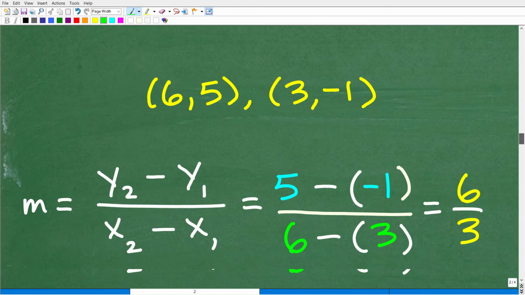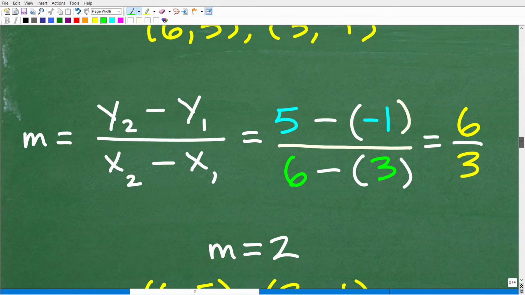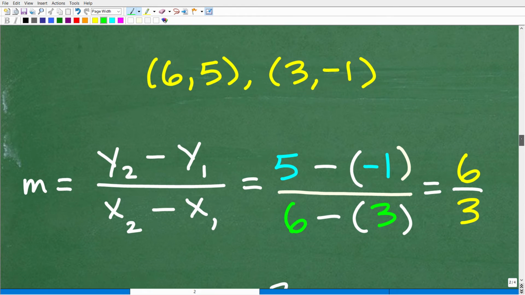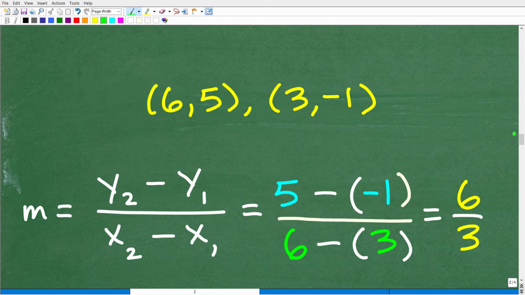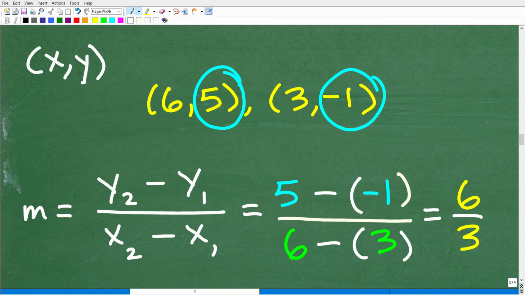Okay, so the correct slope here is going to be 2. Now here's the work on how you calculate this. Let's go through this real quick, and then I'm going to show you one of the most common errors that algebra students make. Okay, so we're going to subtract the y's and we're going to subtract the x's. So where are the y's? Well, these are the y's right here, 5 and -1. Remember, we're talking about x, y ordered pairs, coordinates, right? And our x's are 6 and 3. So we're going to subtract the y's.